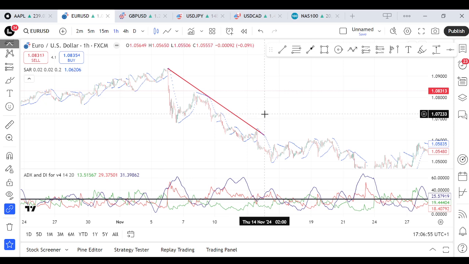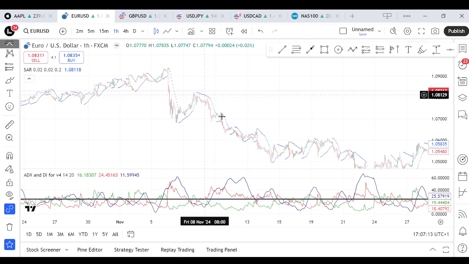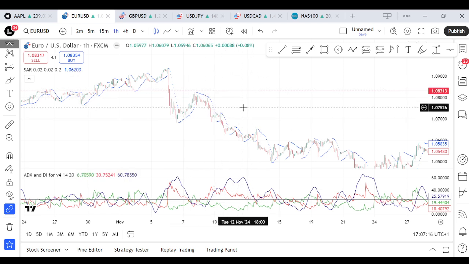So use the Parabolic SAR to time your entry. For example, for a buy trade, wait until the dots appear below the price, signaling an uptrend. Make sure the ADX also shows bullish momentum with the positive DI line above the negative DI line. For a sell trade, which we are seeing here, look for dots above price and confirm bearish momentum with the negative DI line above the positive DI line.